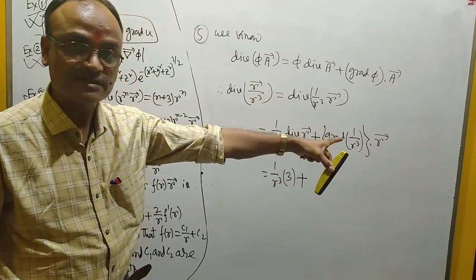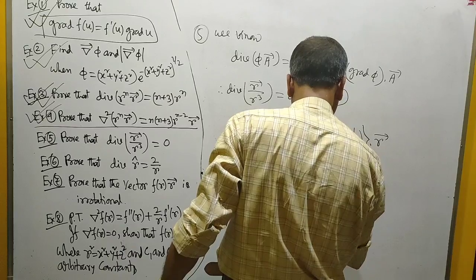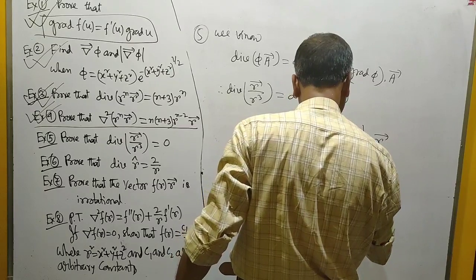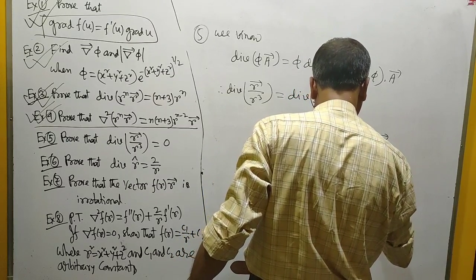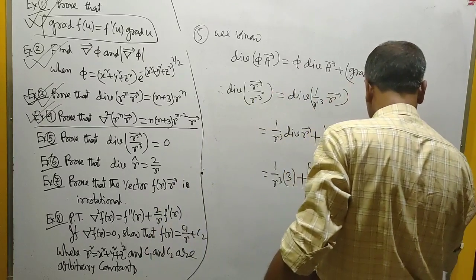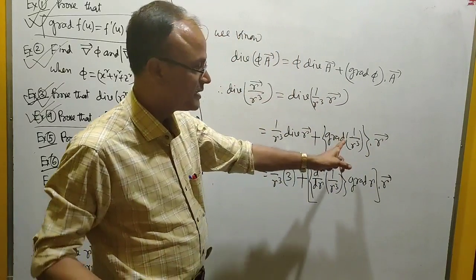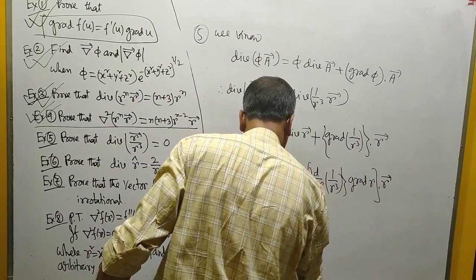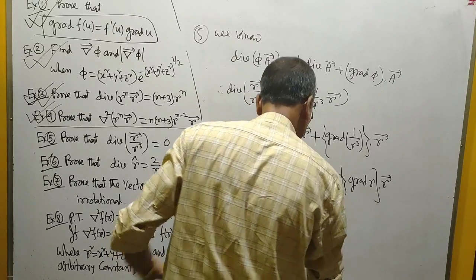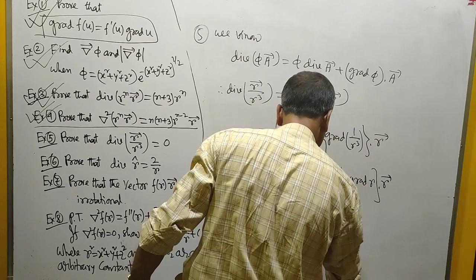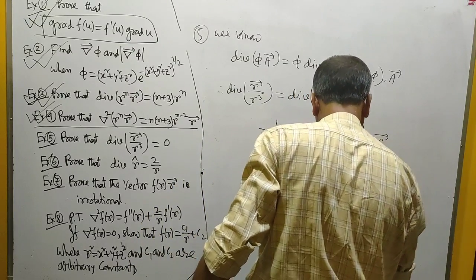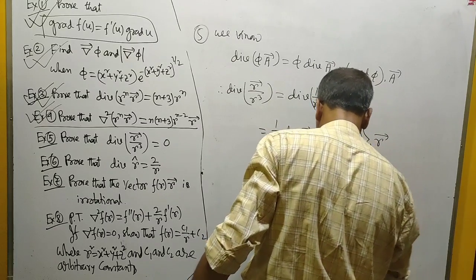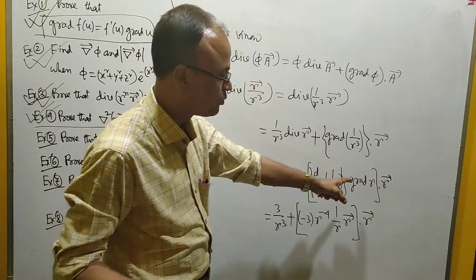Plus, what is gradient of this? It is d dr of 1 by r cube, gradient of r, dot r vector. Gradient of f of u equals f dash u gradient u. This is equal to 3 divided by r cube plus, what is this? It will be minus 3 r to the power minus 4. Gradient of r means 1 by r r vector dot r vector. It has been proved many times.